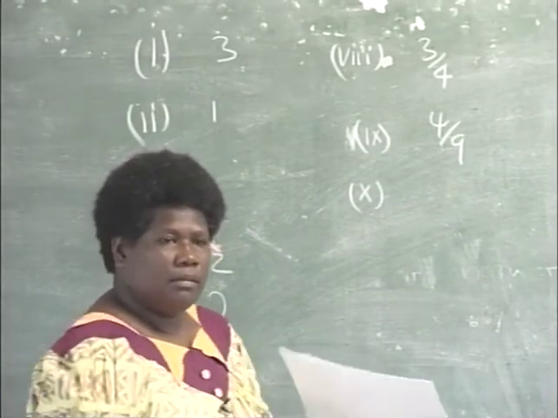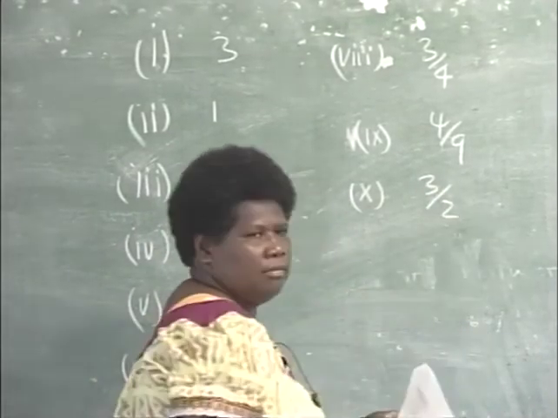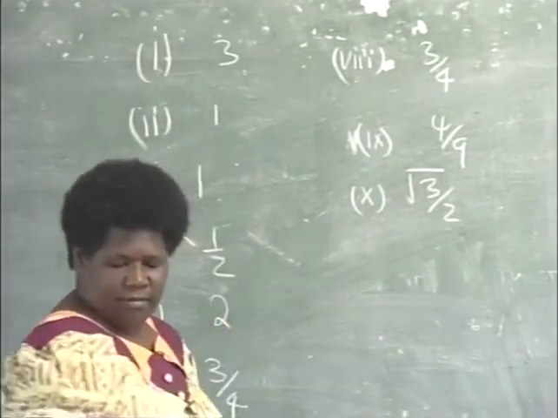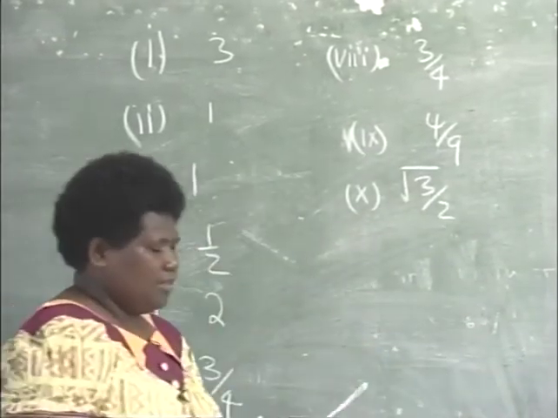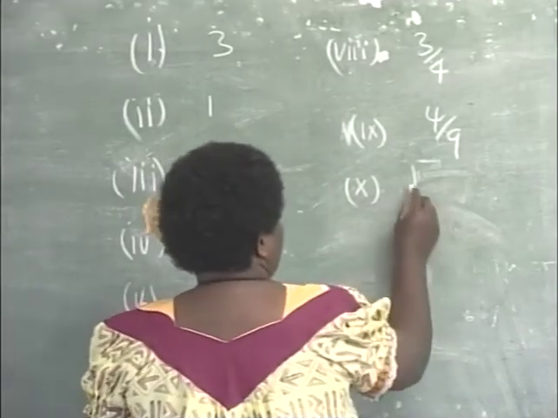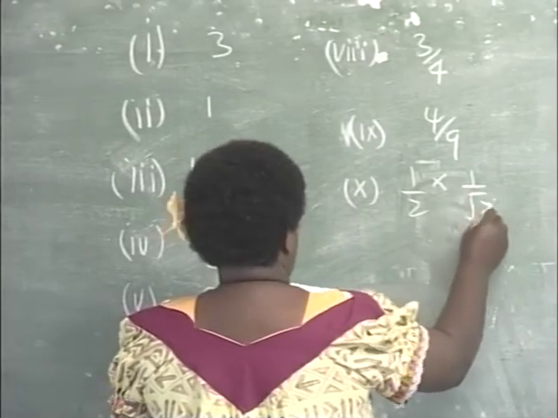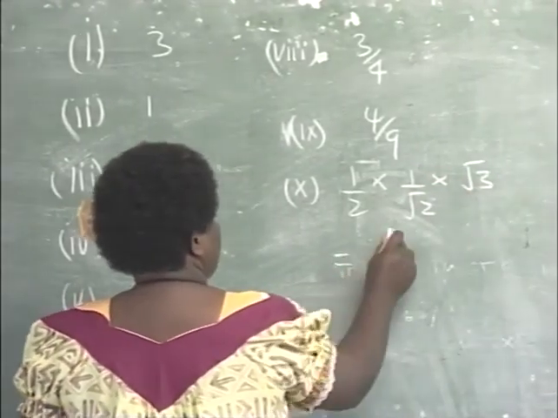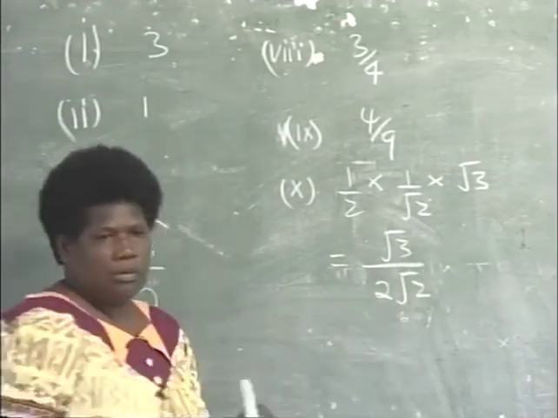Root 3 over 2. Huh? Root 3 over 2. Sine 30 is a half times a half times 1 over root 2 times root 3. The answer is root 3 over 2 root 2.